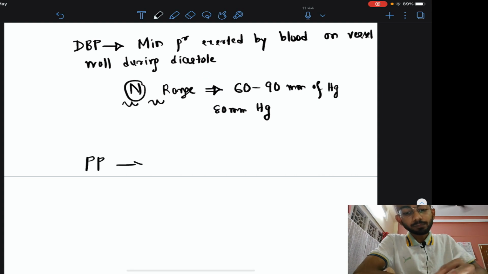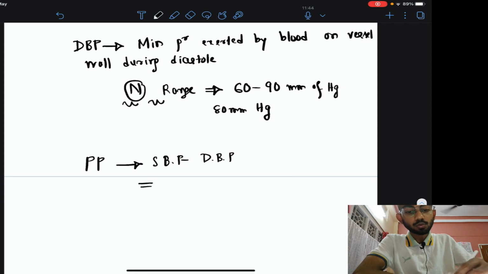Right guys, so now what is pulse pressure? The pulse pressure is the difference between the systolic blood pressure and the diastolic blood pressure. As SBP minus DBP is nothing but pulse pressure. So what is the pulse pressure's value? If we take systolic blood pressure as 120 and diastolic as 80, then it comes out to be 40 millimeter of mercury guys.